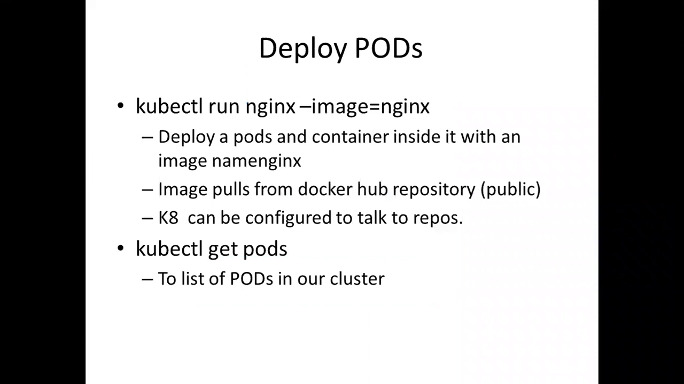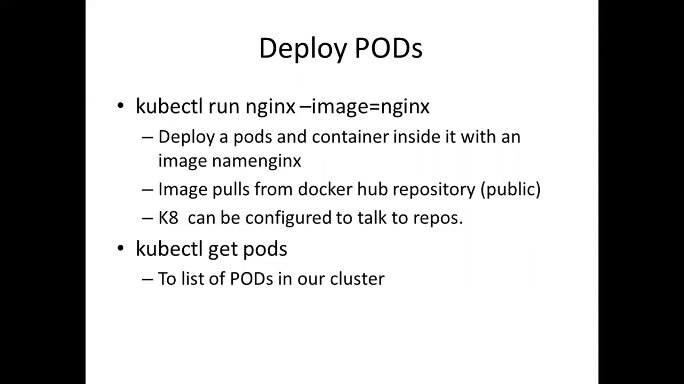How do you deploy a pod? We use the command kubectl run nginx, and then the image. Now, from where will it download? It will download the nginx image from Docker Hub, deploy a pod, and inside the pod it will deploy a container with that downloaded image called nginx. So basically it will pull the image from the public hub.